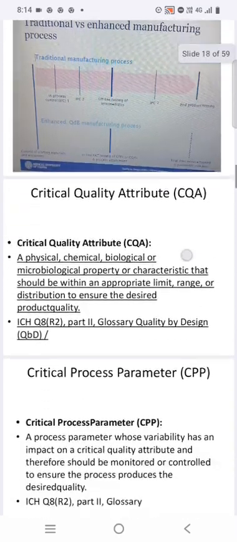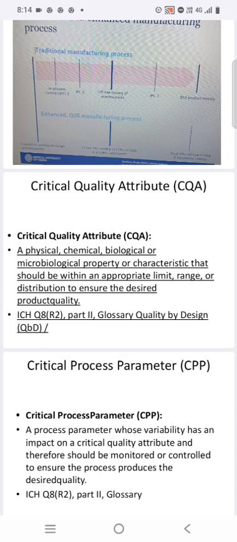Now the next term is critical quality attributes, CQA. This is a physical, chemical, biological or microbiological property or characteristic that should be within an appropriate limit, range or distribution to ensure the desired product quality. Now critical quality attributes is important to ensure the product quality.